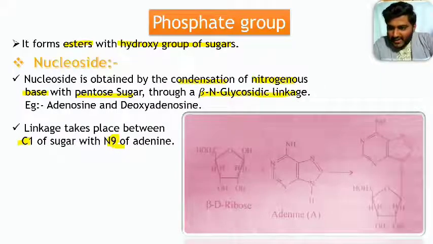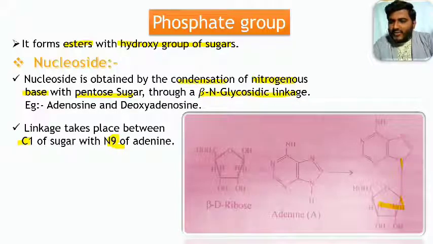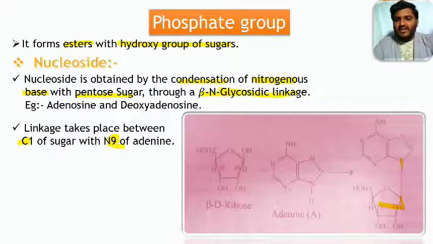Carefully see here, guys. This one is the C1 of sugar. This is a sugar. This is your nitrogen base. Now C1 of sugar, this point, then N9 of adenine. So how is this N9? Look here: 1, 2, 3, 4, 5, 6, 7, 8, 9th position, the nitrogen. And here the first carbon only. So these are attached by which linkage? Beta N glycosidic linkage. So this is called a nucleoside. I hope you understood, guys.